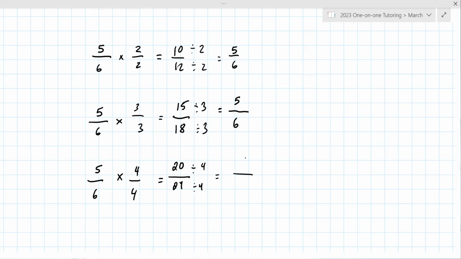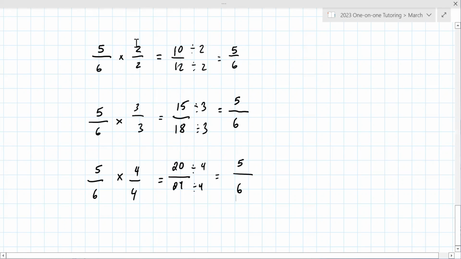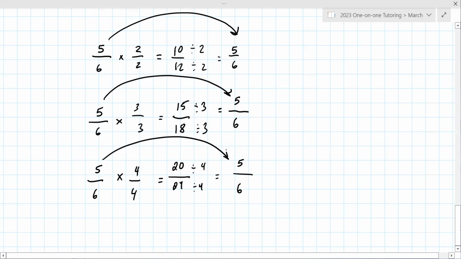5/6. Yes. So notice each time, if we multiply by the same number in the top and bottom, what does it ultimately become? 5/6. So the same, right? Yeah. So what is 2 divided by 2 really? What is the reduced form of that? 1. And how about 3/3? 1. Yeah, and 4/4 is also 1.